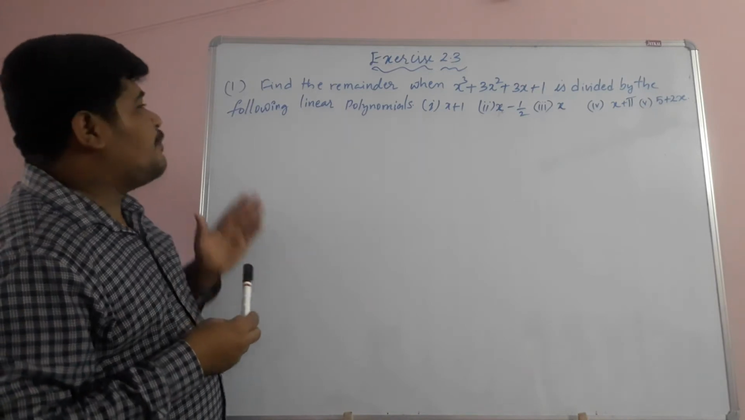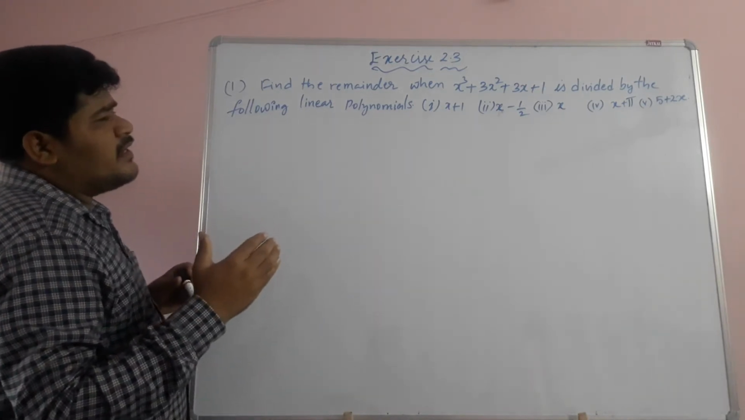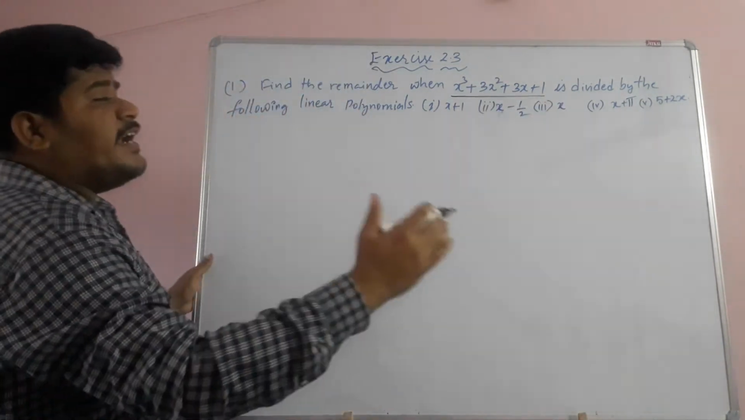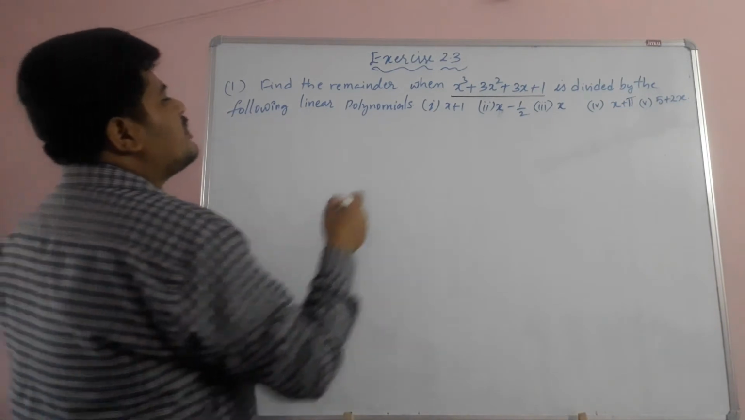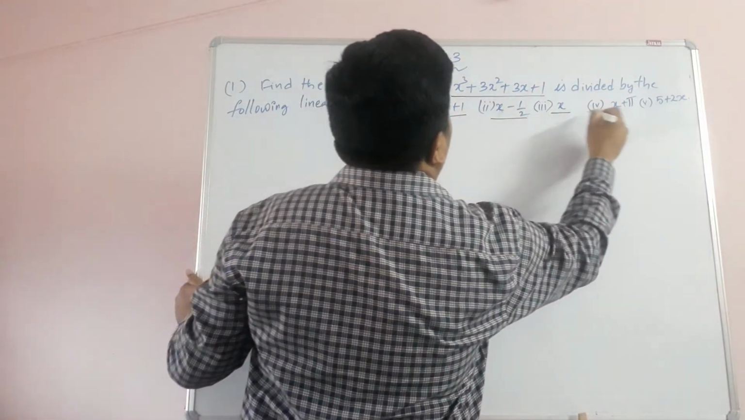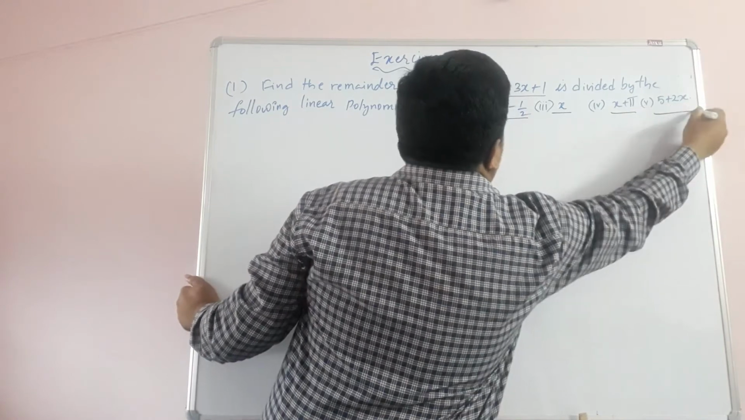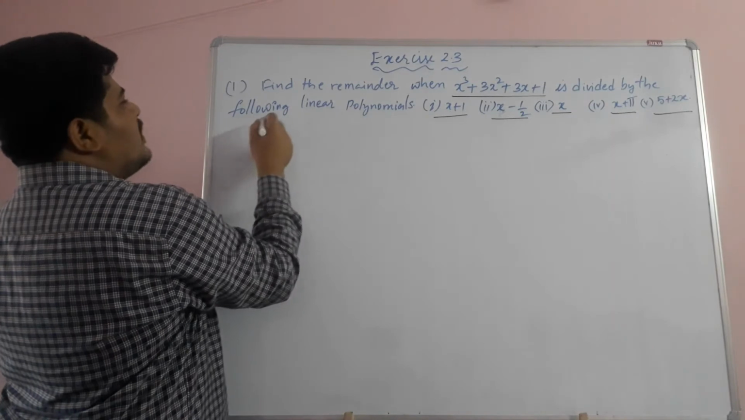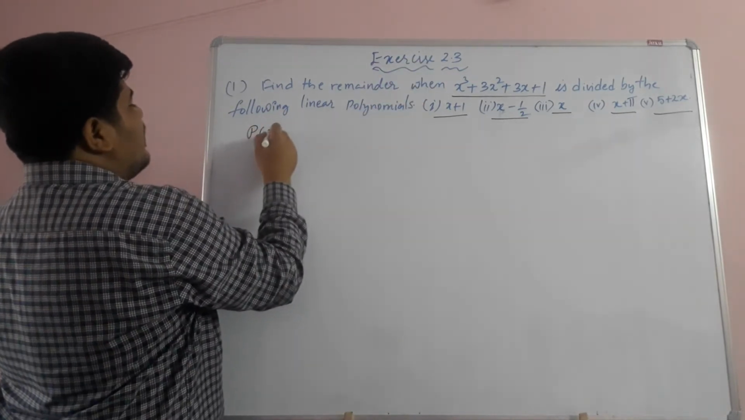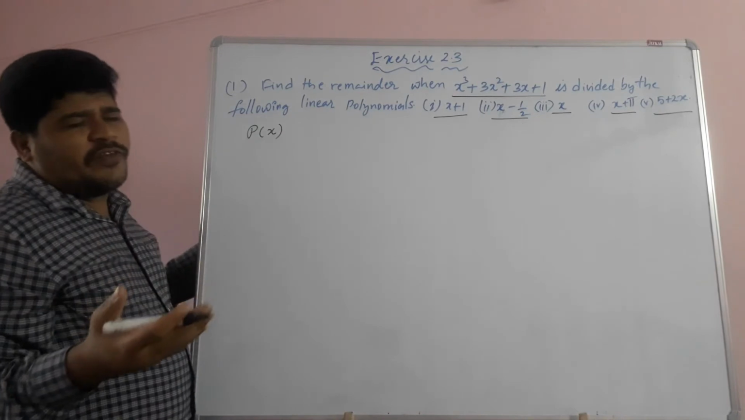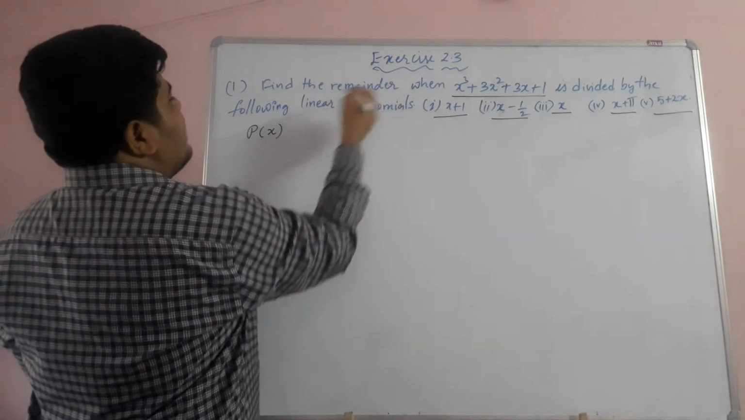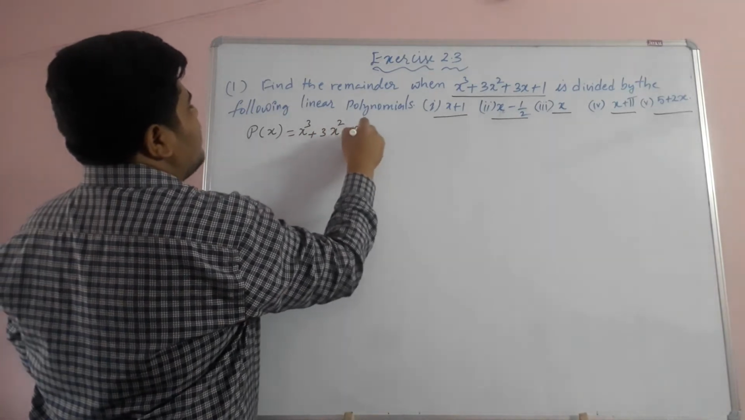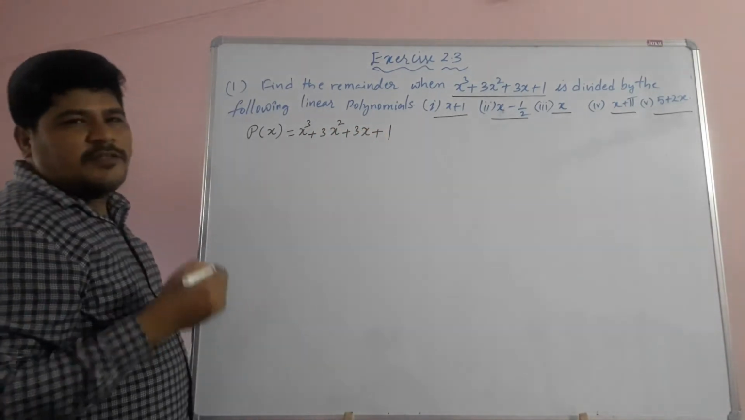So now let's see problem number 1. Find the remainder when x cube plus 3x square plus 3x plus 1 is divided by the following linear polynomials: x plus 1, x minus half, x plus pi, 5 plus 2x. Okay, so children, now see the first problem, first bit. So name it as p of x. You can name it as p of x, f of x, h of x, that's your wish. I am naming it as p of x, which is equal to x cube plus 3x square plus 3x plus 1.